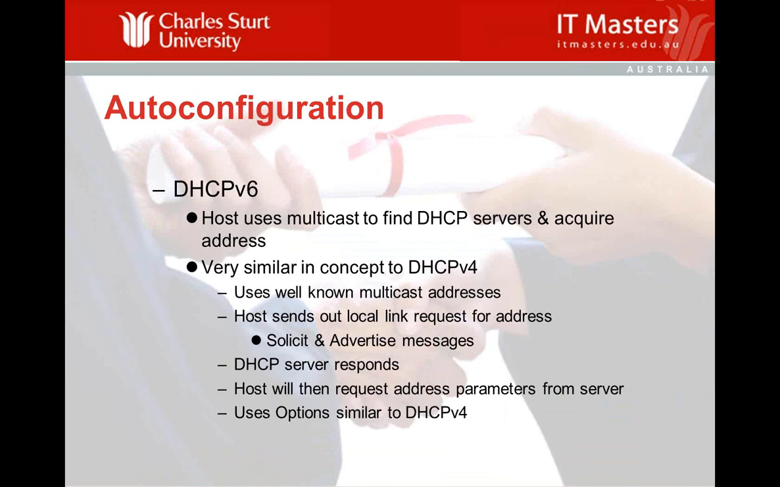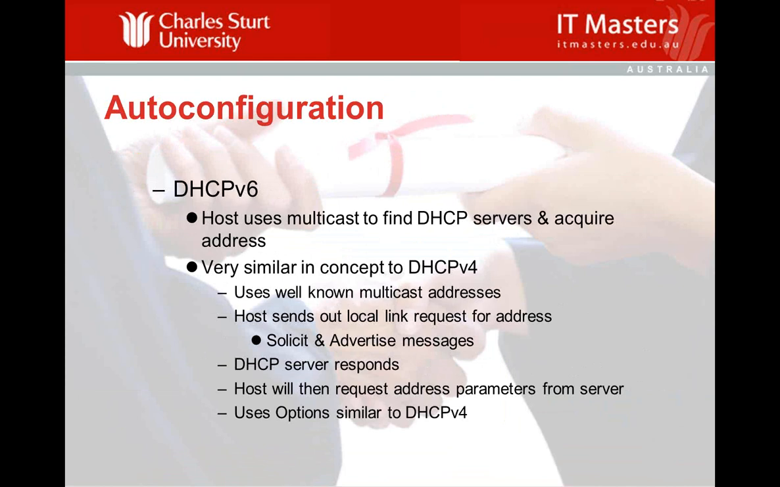The DHCP server will respond. The host will then request address parameters from the server, so same sort of process, and then it also allows the options as per DHCP v4. So you might use your options, for instance in an IPv4 network, to give it information about your call manager server or other PABX server, media streaming, whatever the options are. There's DNS, you've got default routing, you've got all sorts of different options that you can send it. They're basically the same but expanded more in DHCP v6.